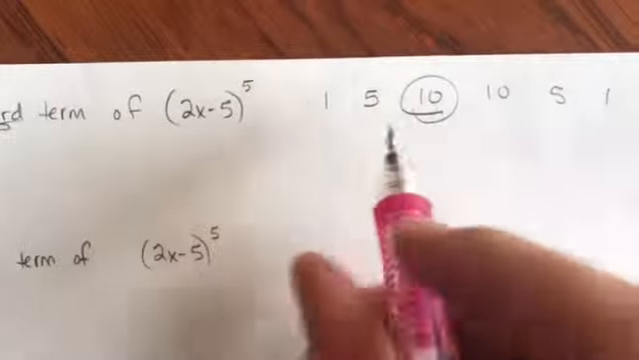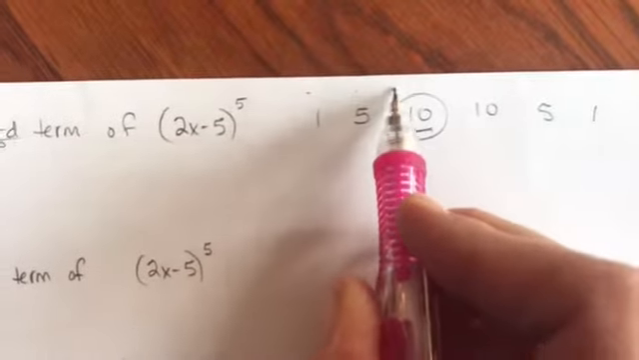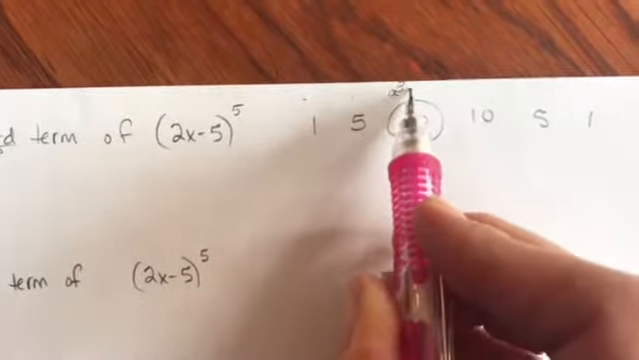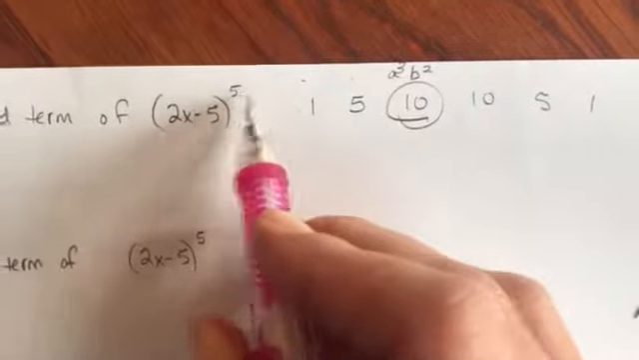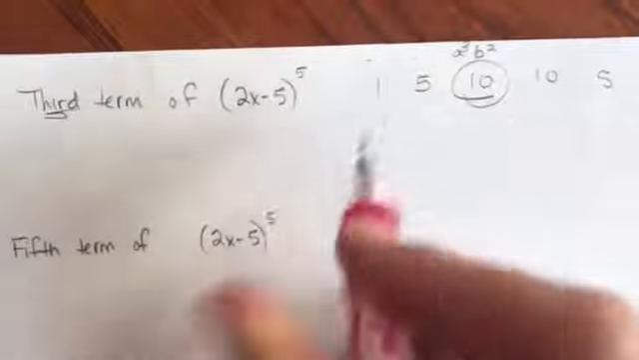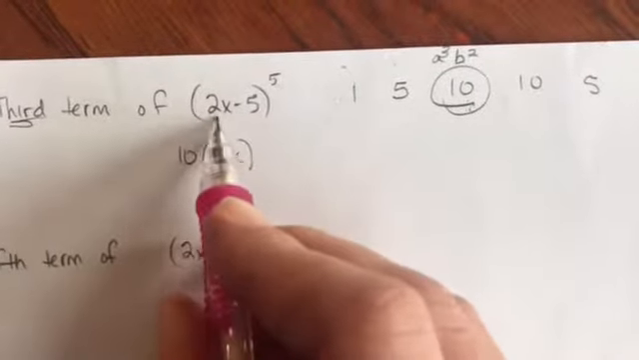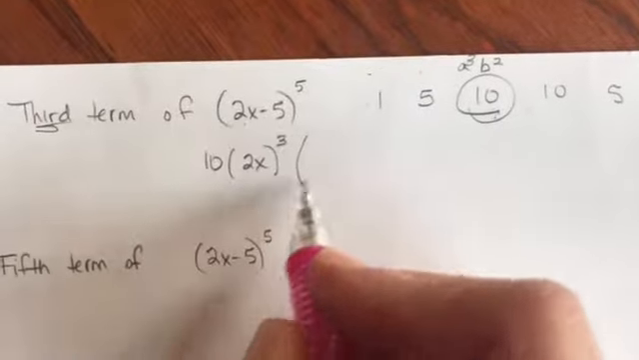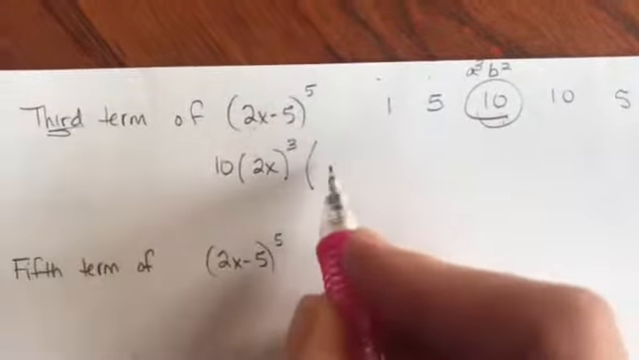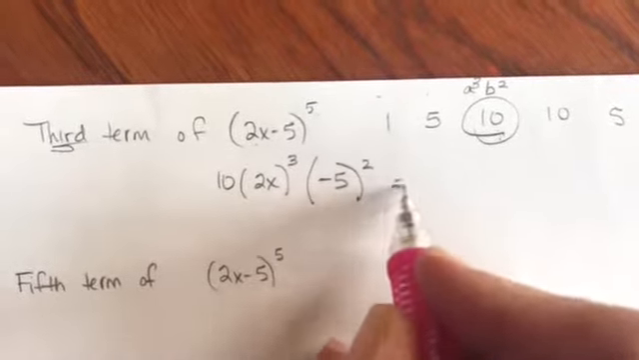Okay? Remember, if you must, that this is a to the 5th, a to the 4th. This one's going to be a to the 3rd, b to the 2nd. Remember, these two have to add up to 5. So that's what I'm going to do right there. So I'm going to take my 10. I'm going to take my first term, which is 2x, take it to the 3rd power. And then I'm going to take my second term, negative 5, to the 2nd power. And then that will be it.